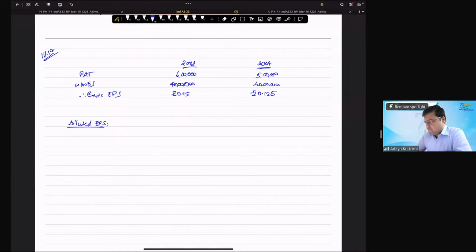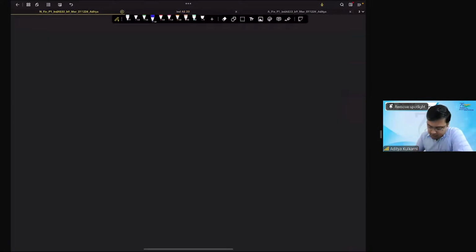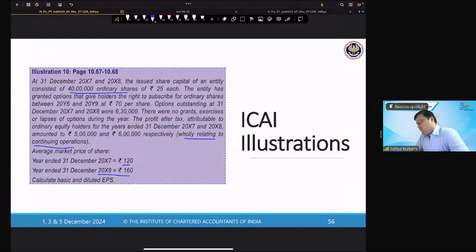diluted EPS. Okay. Now, when we talk about diluted EPS, what is my potential equity shares in the capital structure? What are my potential equity shares? ऑप्शन. Options. Options are my potential equity shares. So options के लिए you have given them the right to subscribe at ₹70 per share. You have given them the right to subscribe at ₹70 per share. जबकि market value at December 20x7 is 120 and it is 160 thereafter.